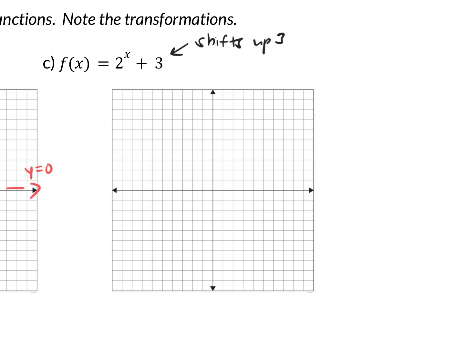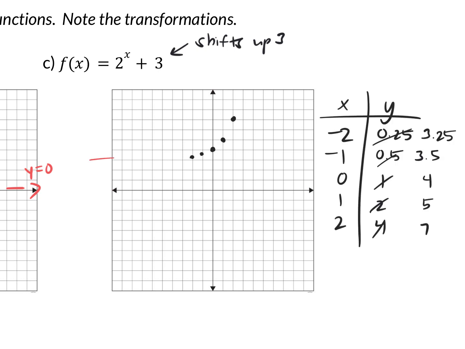All right, now where does my asymptote move to? 3, right? I've got to shift it up 3. So at y equals 3. And here is my graph.